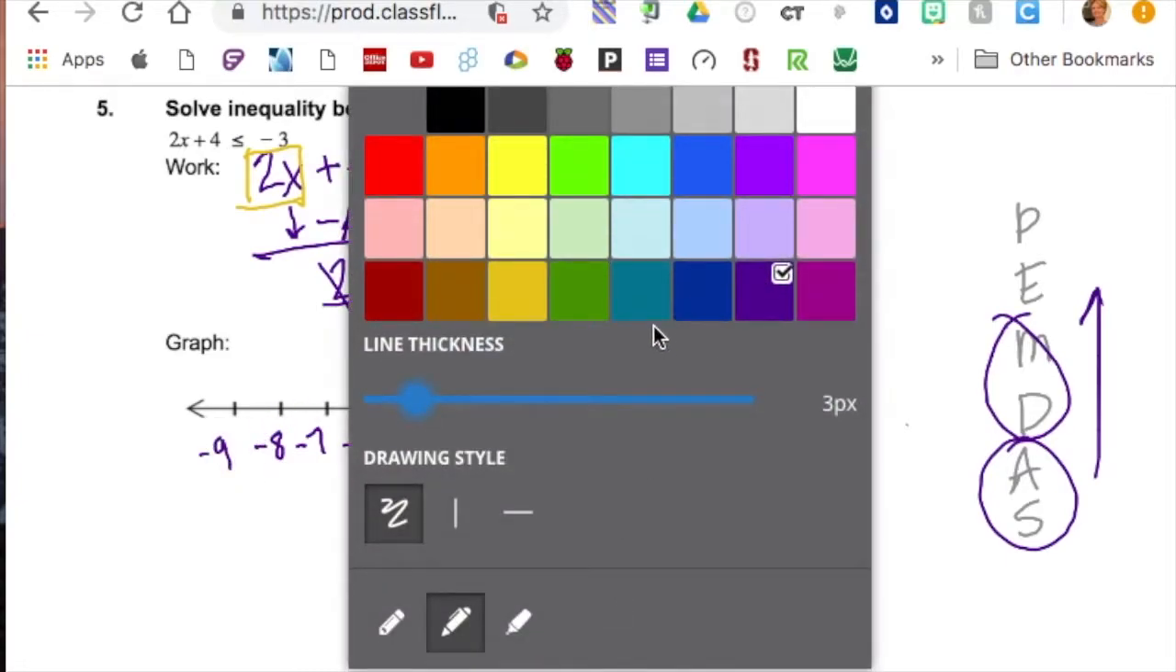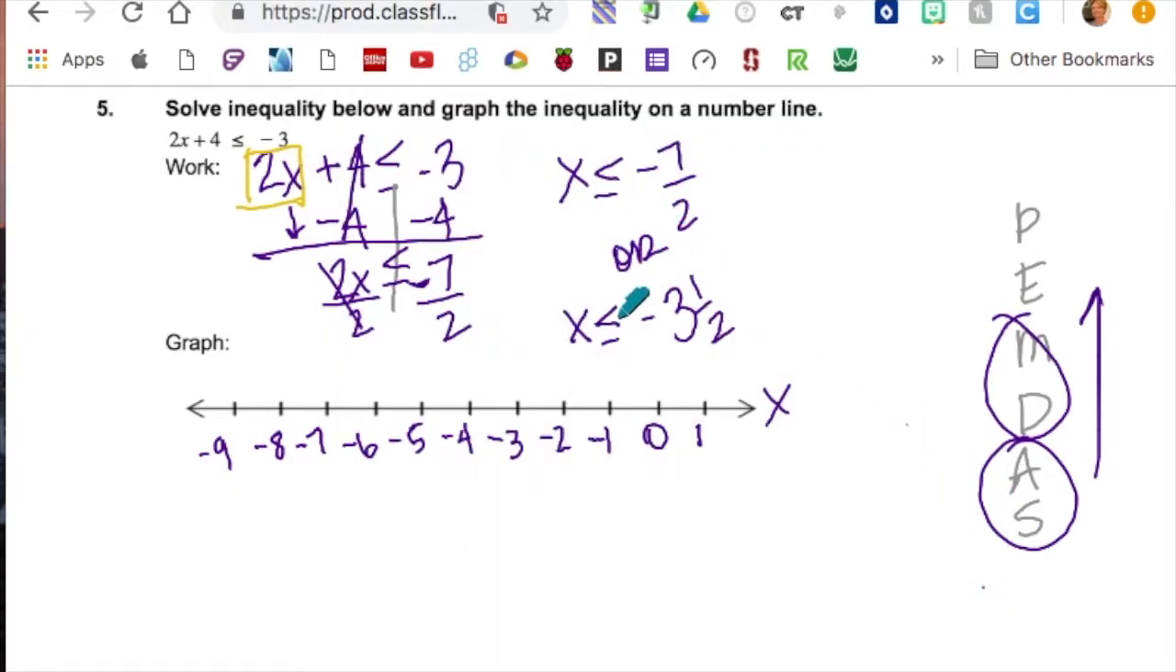I need to plot my point on my graph. With inequalities, if it's less than or greater than, I have an open circle. If it's less than or equal to, greater than or equal to, I'm going to have a closed circle because we're including that value in there. So because I have the equal sign as part of my inequality, I'm going to plot my point with a closed circle. I'm going to put it at negative 3.5, which is directly between negative 3 and negative 4, plotting a point.